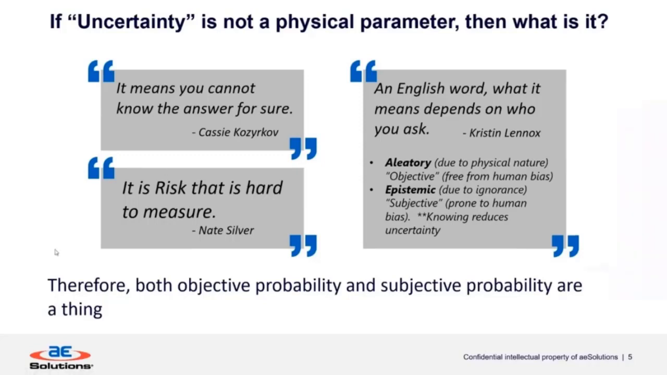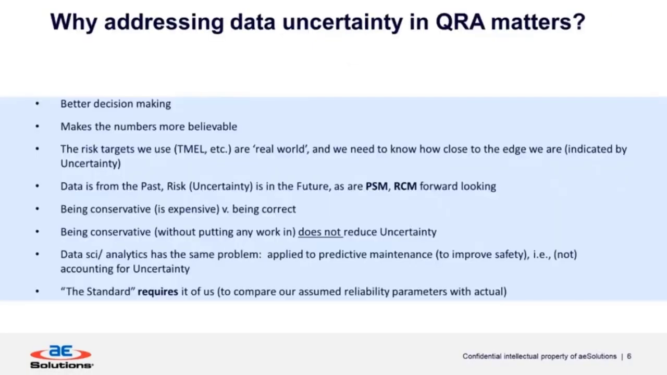Let us continue. Okay, why address data uncertainty? So now we kind of understand what uncertainty is, and how we represent it quantitatively through probability. Why does it matter? Okay, better decision making. I'm going to have some examples of that. I have a whole slide of better decision making. So the methods I'm going to show you today, how do they help us make better decisions? What kind of decisions? It makes the numbers more believable.